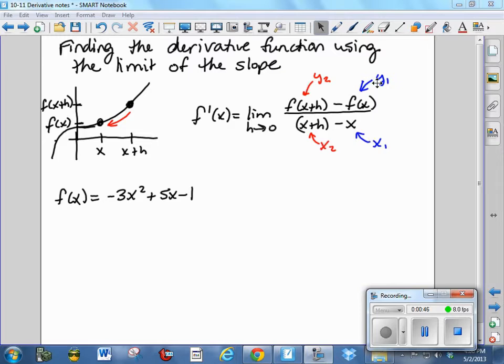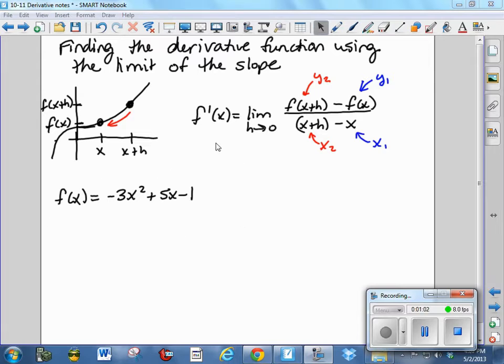Even though we have a simpler way to do it for polynomials using the power rule, we are going to do an example or two more of how to use this limit of the slope formula in order to find the derivative function for a polynomial.